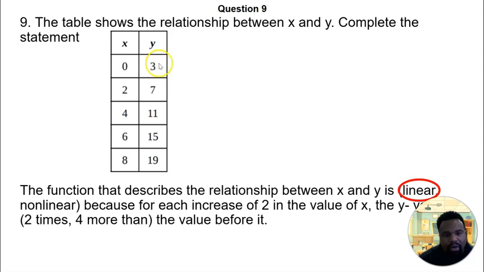But look at what's happening. I'm increasing by 4 each time, and I'm increasing by 2 each time. So each time x increases by 2, y increases by 4. That's what will be your answer for this particular question. So just look at the relationship between x and y. Look at what x is doing, and look at what y is doing. And is it constant for each one?